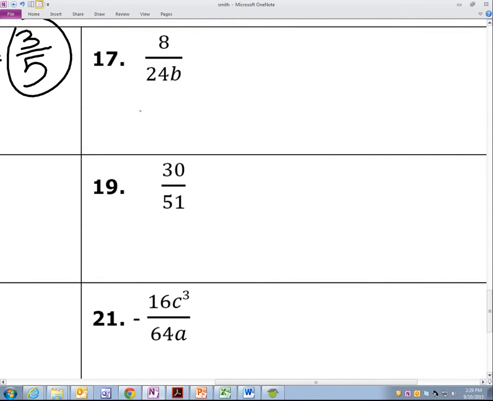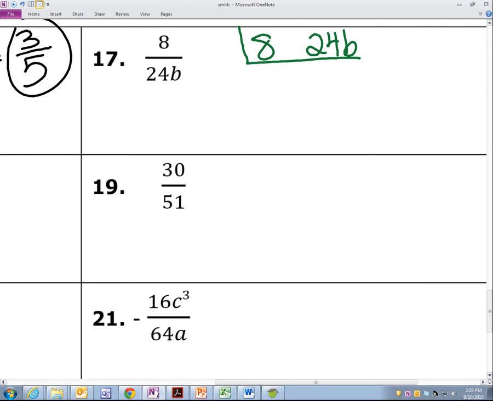Please stop tapping your pen. 8 and 24b. Whose is that? Is this yours? It's a pen holder grippy thingy. Yes, sir. All right.